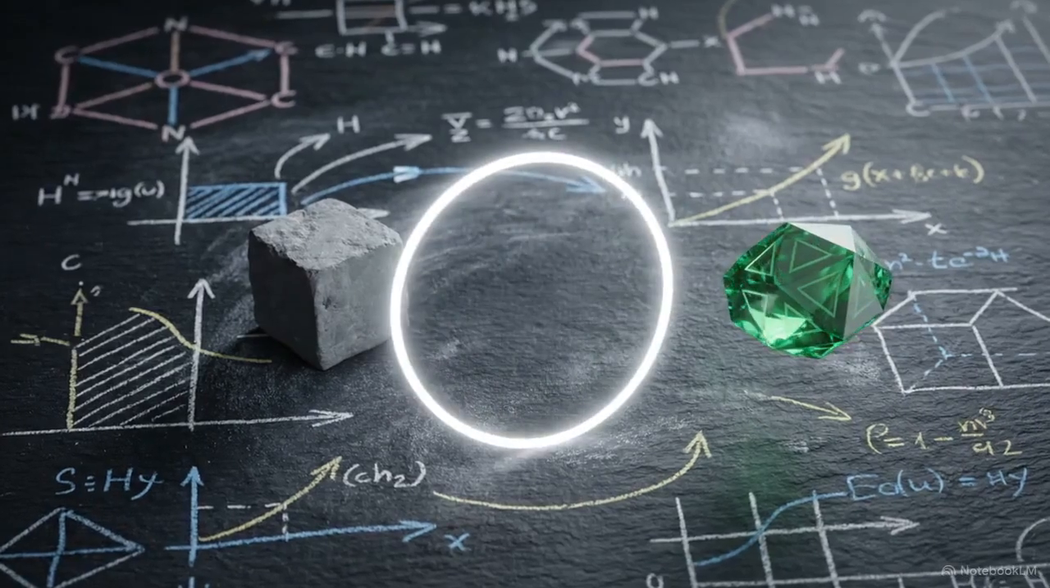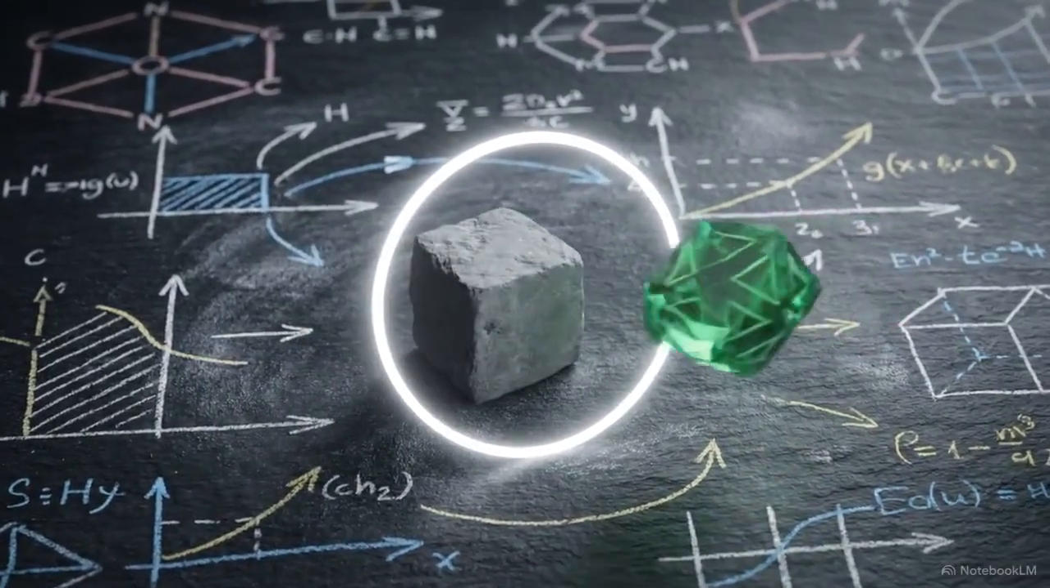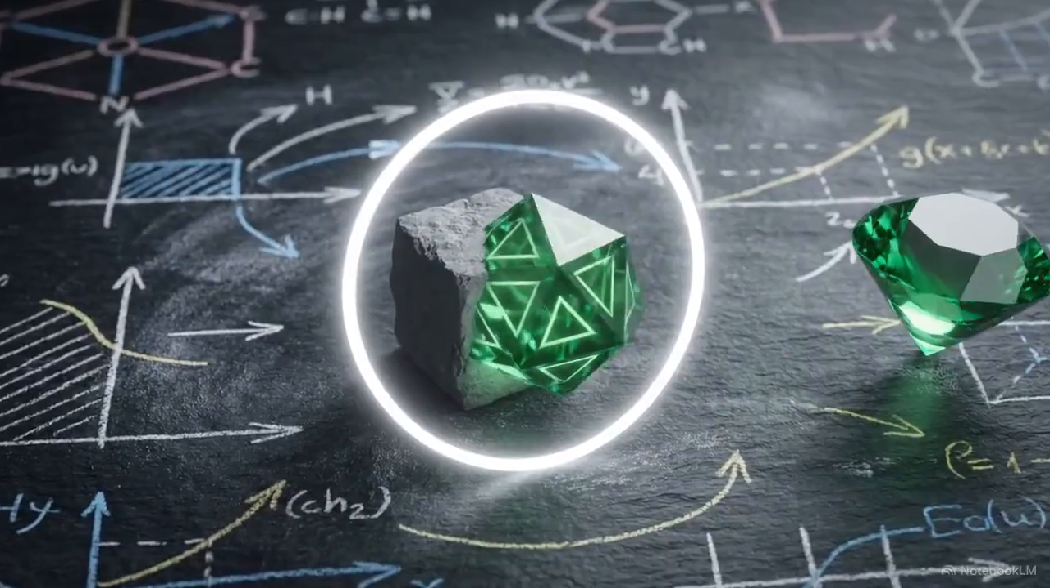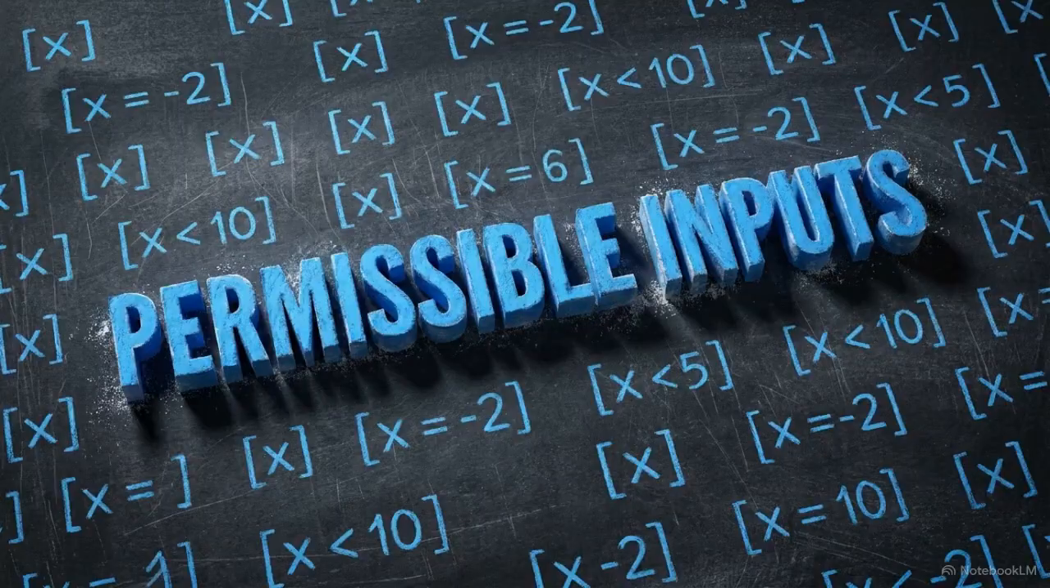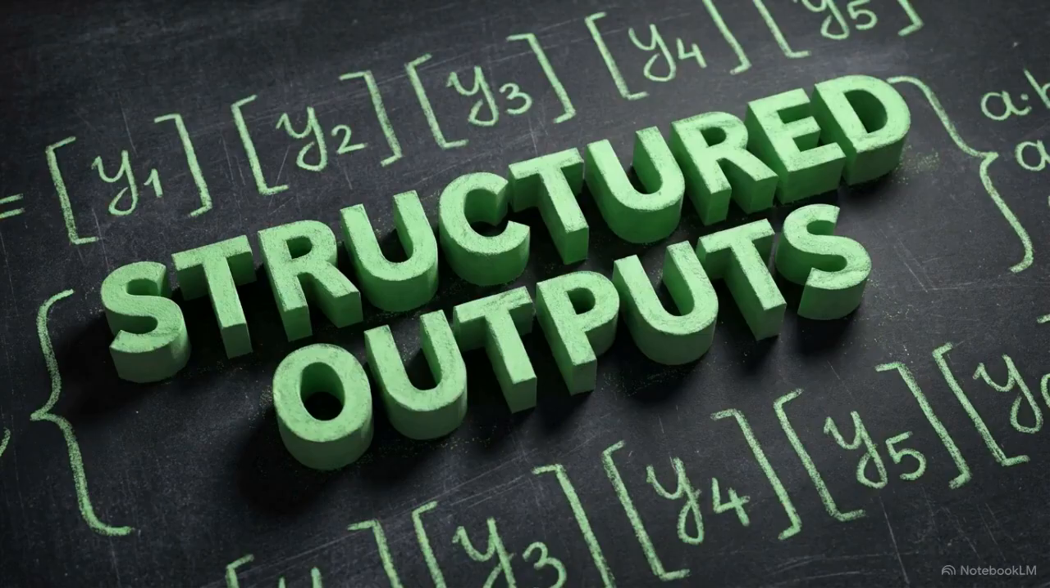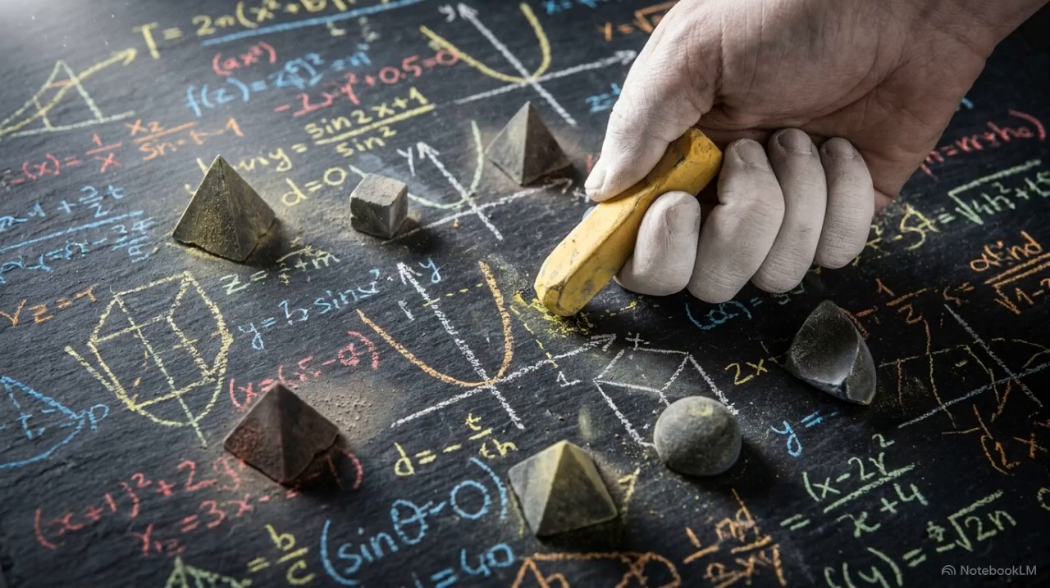A mathematical function operates like a highly precise engine. It takes a raw input value, passes it through specific operations, and outputs a structured result. To track exactly how they interact, we'll assign the domain, the inputs on the horizontal x-axis, the color blue. The range, the outputs on the vertical y-axis, will be green.